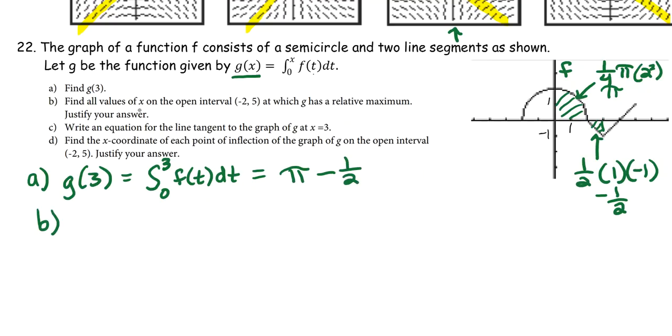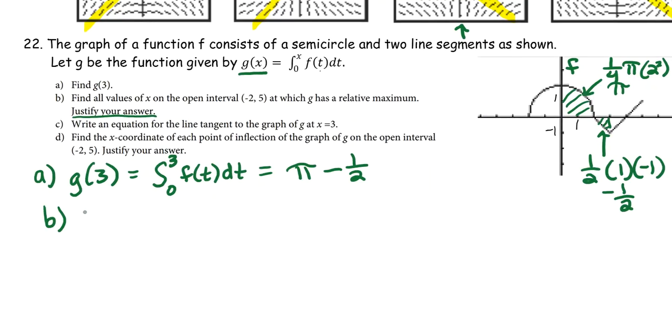Question B: find all values of x on the open interval at which g has a relative maximum. Justify. All right, and notice, by the way, here we're going to use our fundamental theorem. Notice that when we take the derivative of the accumulator function, we get f of x. So this is not only the graph of function f, this is also the graph of g prime. We'll use that all the way through the problem.